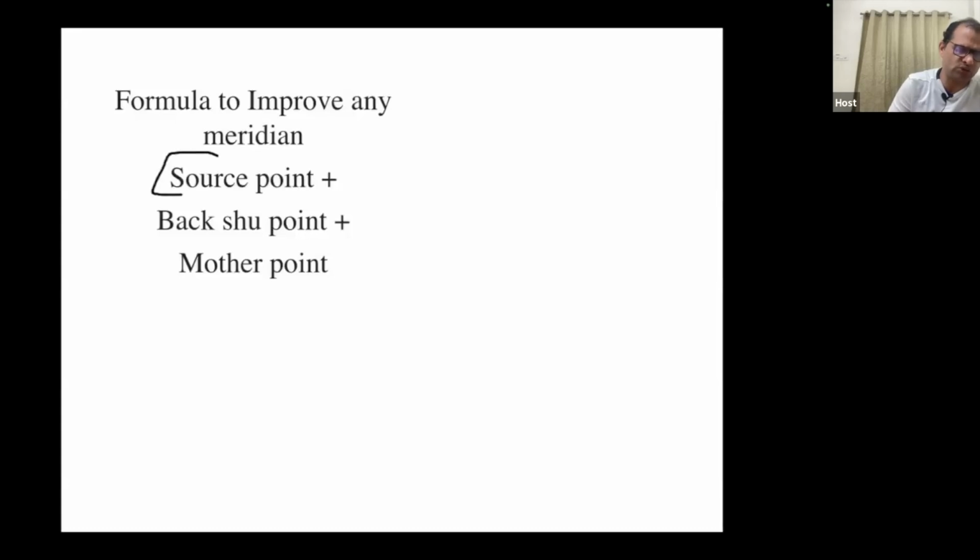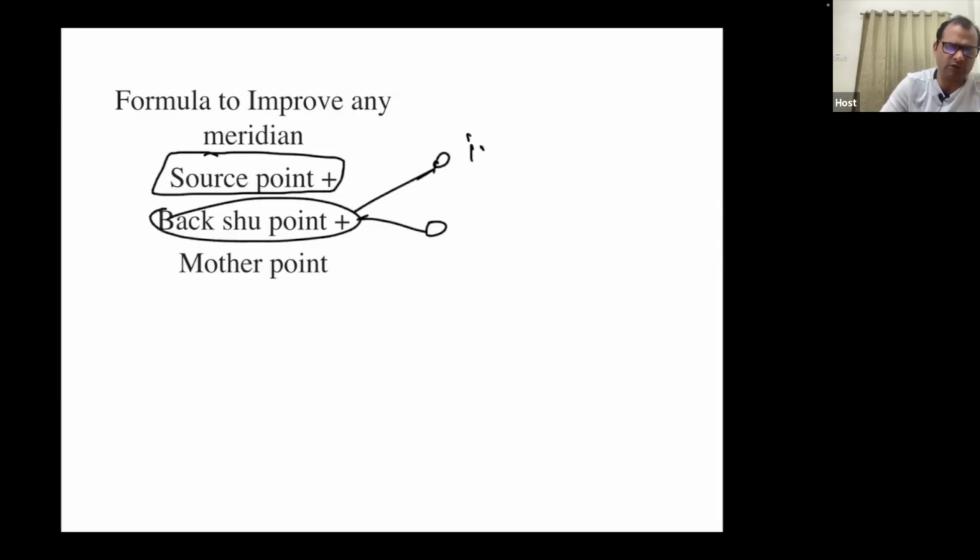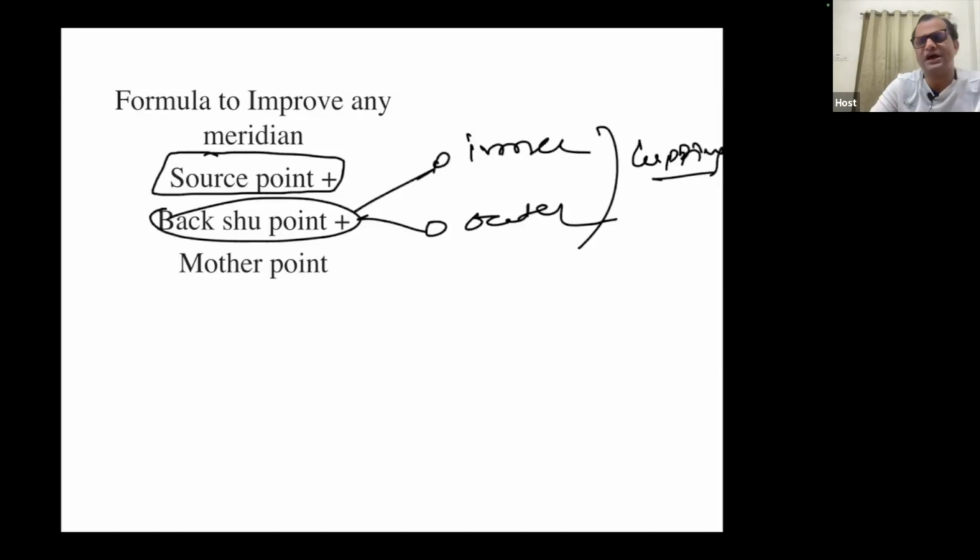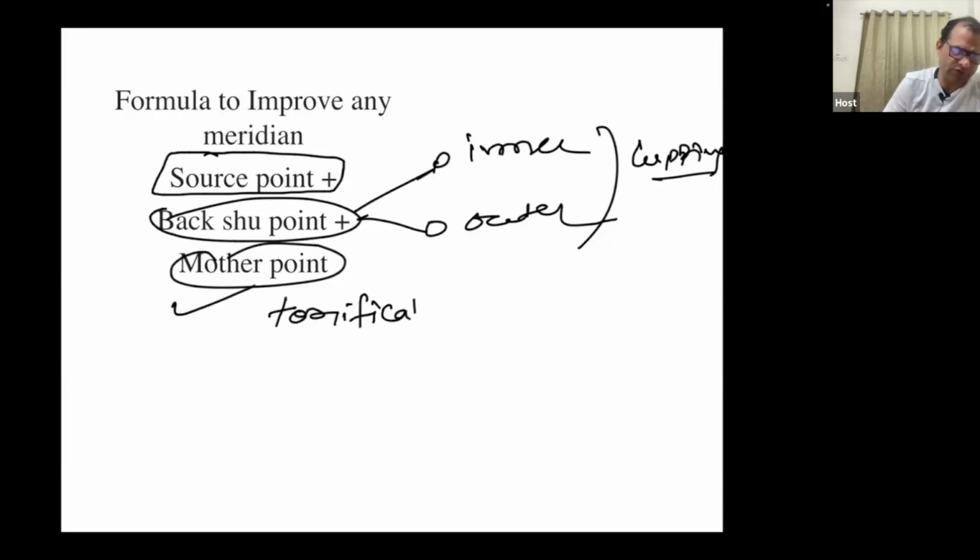Number one, I will take the source point of that meridian. Number two, I will take the Baksu point. Just as I told you, both the Baksu points, inner and outer. Maybe I will do cupping, maybe needling, or guasha, or massage, or acupressure. And I will take the mother point, because the mother point always does tonification. If I want to improve any meridian: source point, Baksu point, and the mother point.